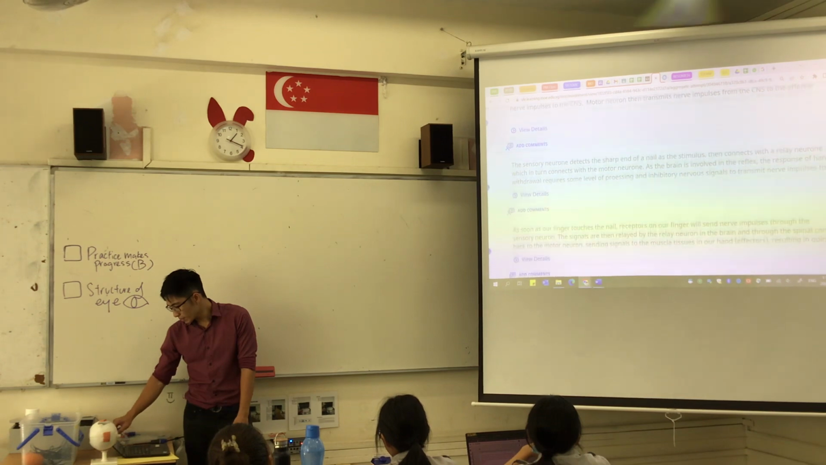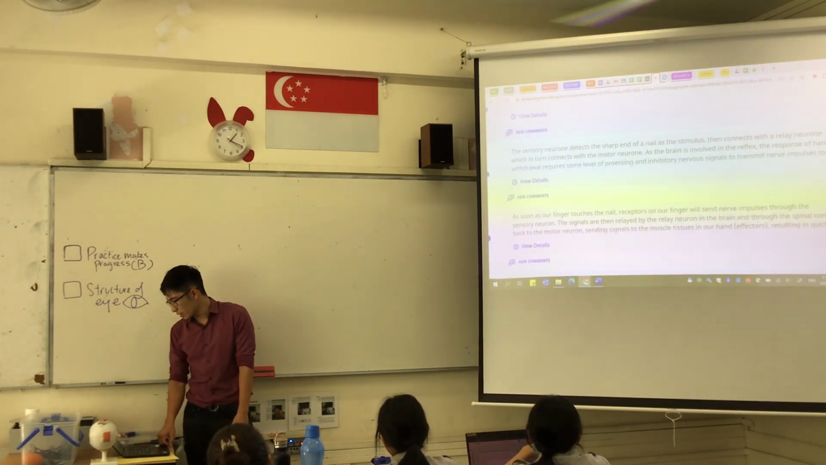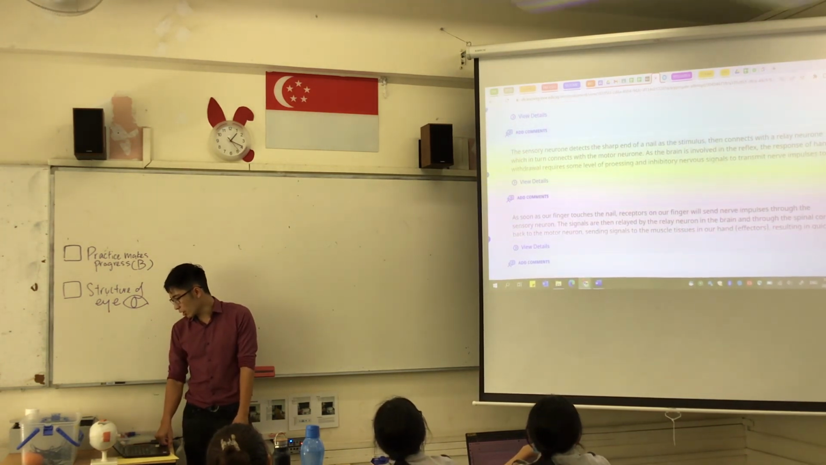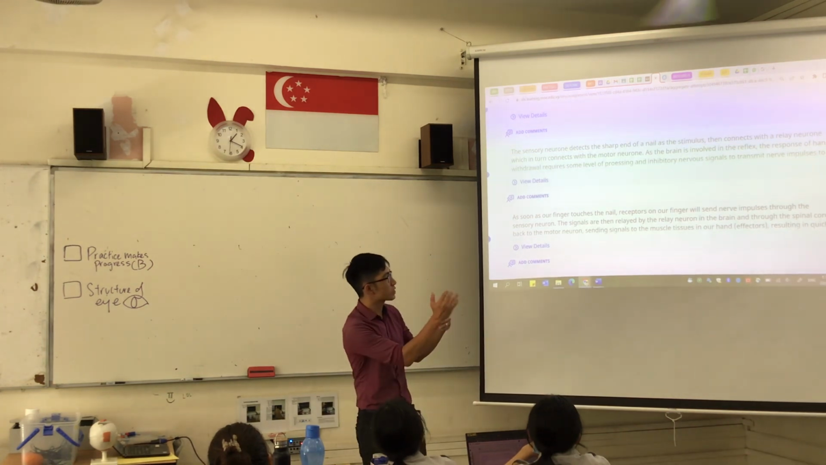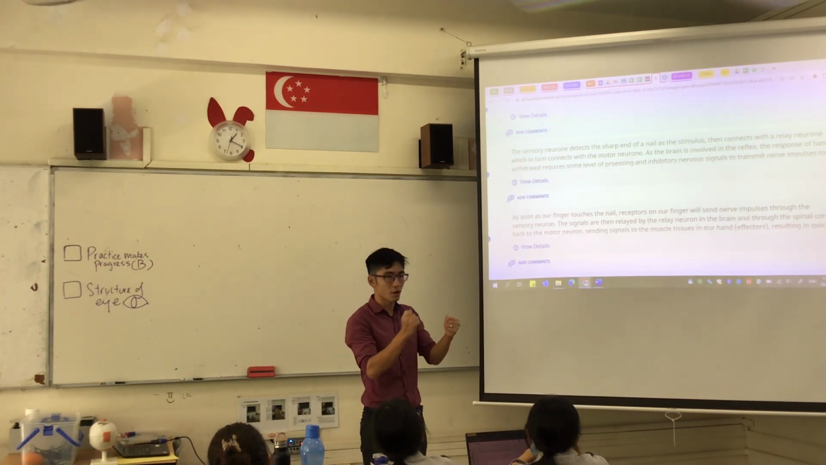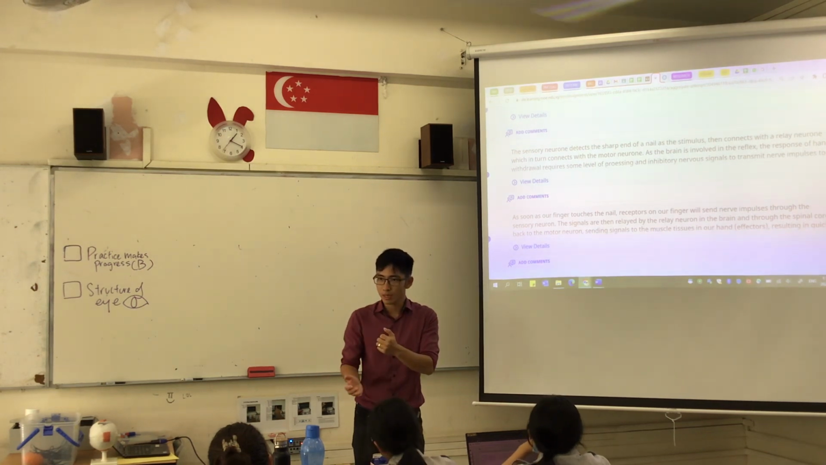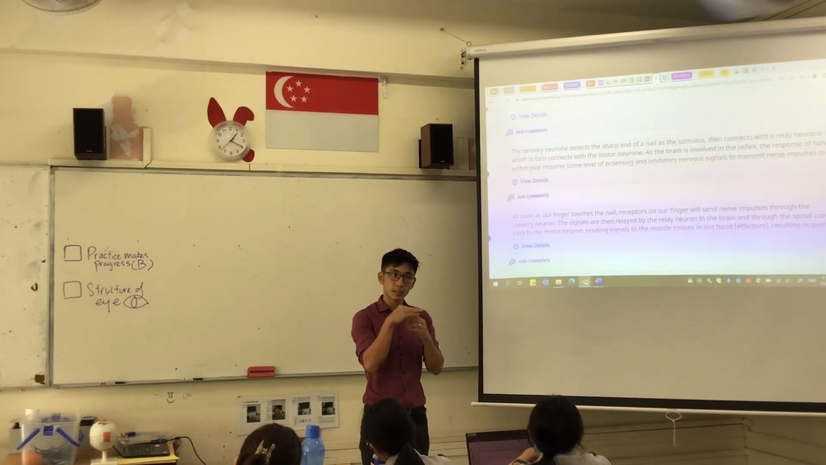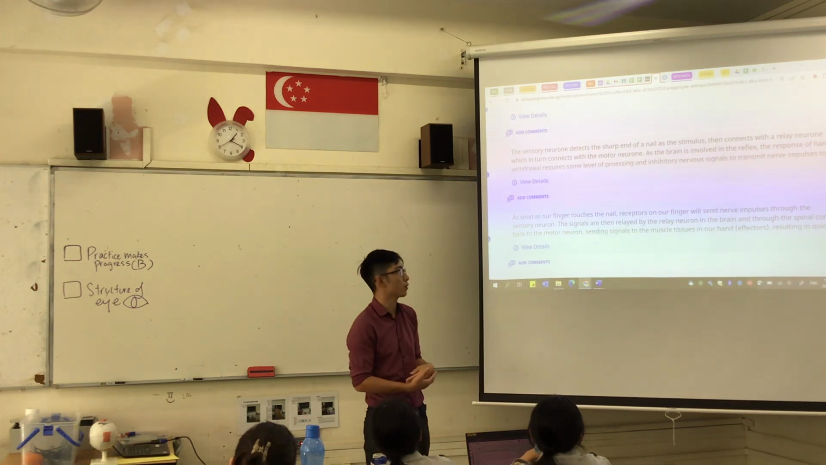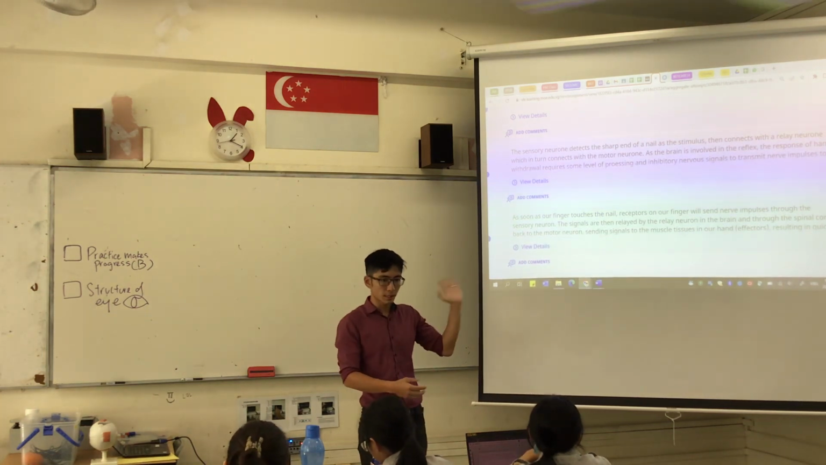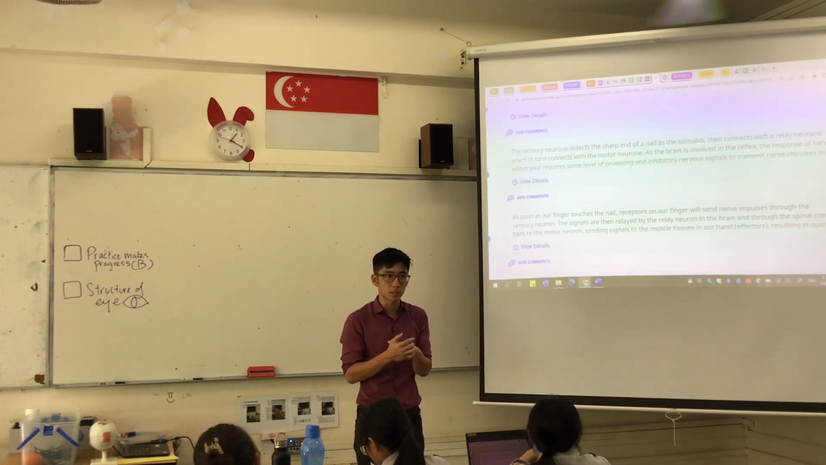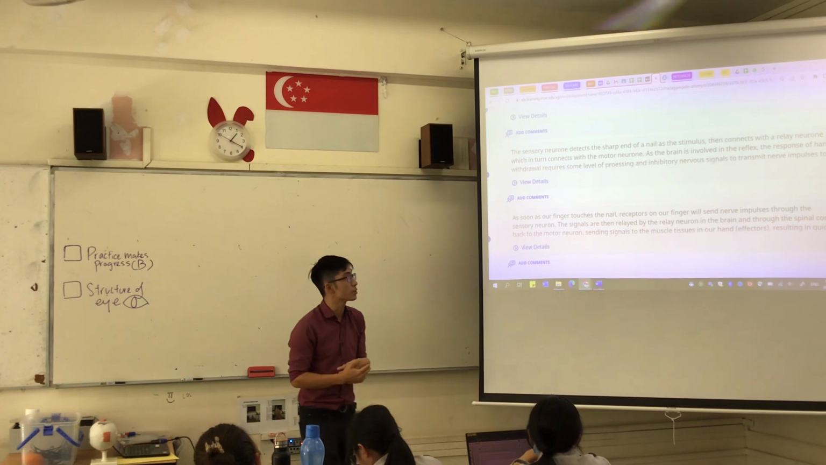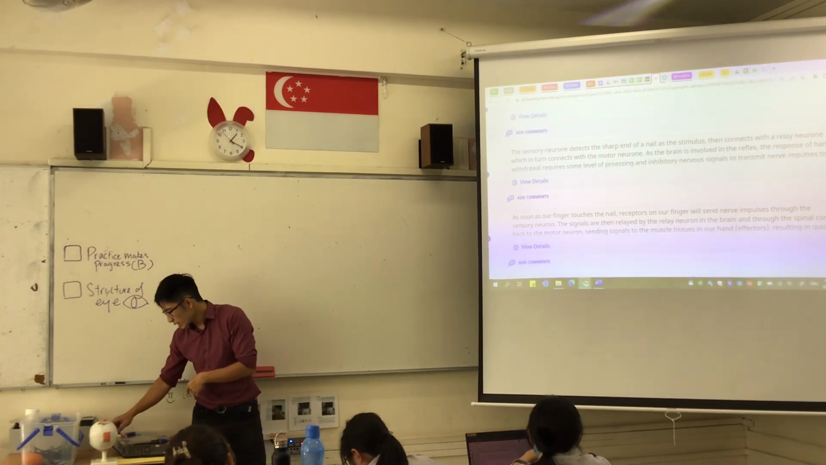Look at the second one. Sensory neuron detects the sharp end of the nail as a stimulus, then connects with a relay neuron, which in turn connects with motor neuron. This friend of yours mentioned connects. But so what if it connects? It needs to transmit. Okay? It may be connecting, but if there's nothing transmitting, then actually no information is flowing. Same here. The starting point here is the sensory neuron. We need a receptor. Okay, we need something to detect the stimulus before you can pass it to the sensory neuron.